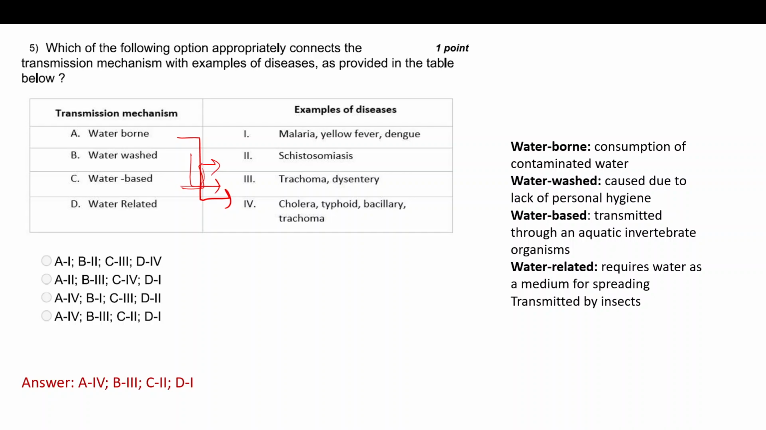For water related, you do not need any contact. For example, malaria or dengue. The mosquitoes causing dengue will sit on the contaminated water, and if one bites, then it can cause dengue. So here you do not need water contact, and in the other case you need water contact.